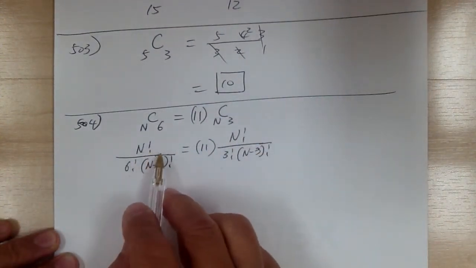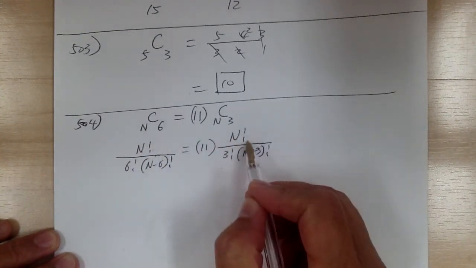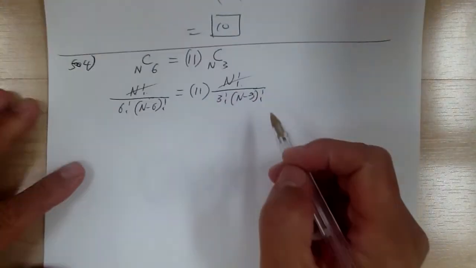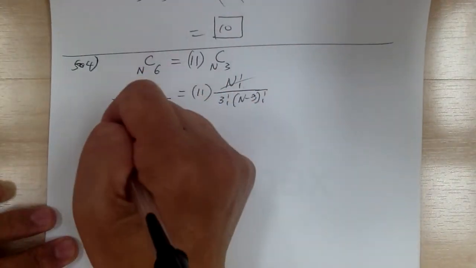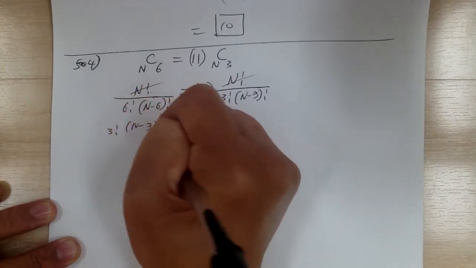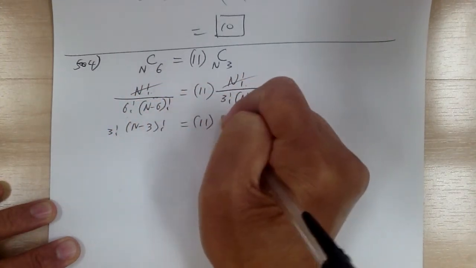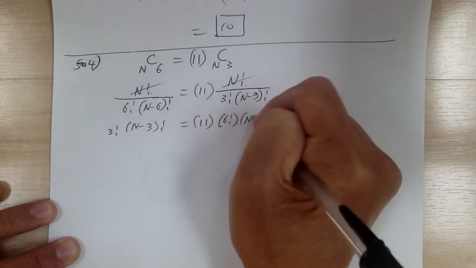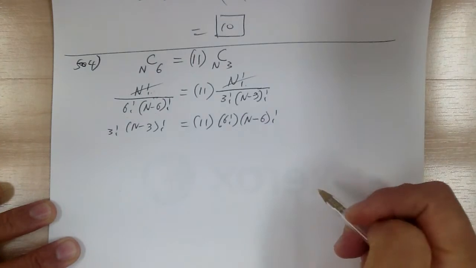So first let's get rid of the n factorial. You have n factorial, so they can cancel out. And next I'm going to cross multiply. So I got 3 factorial times n minus 3 factorial equal to 11 times 6 factorial times n minus 6 factorial.